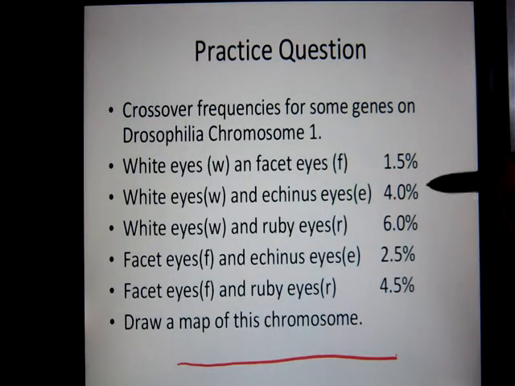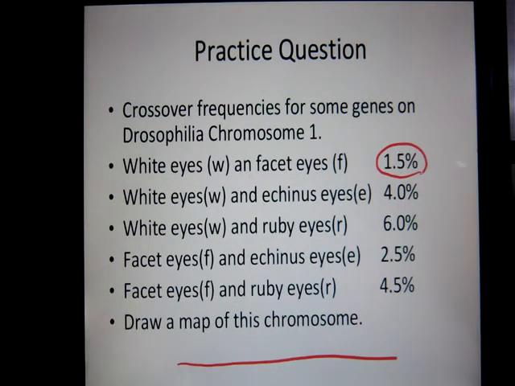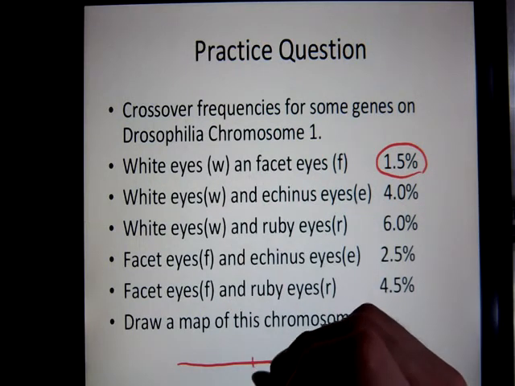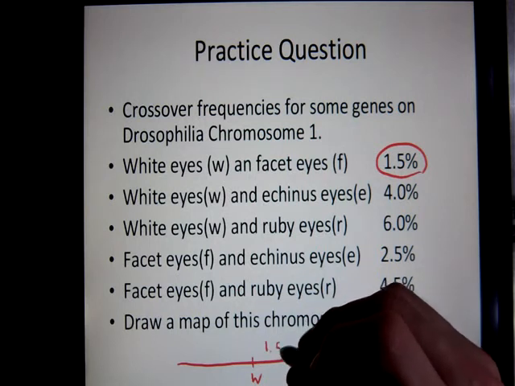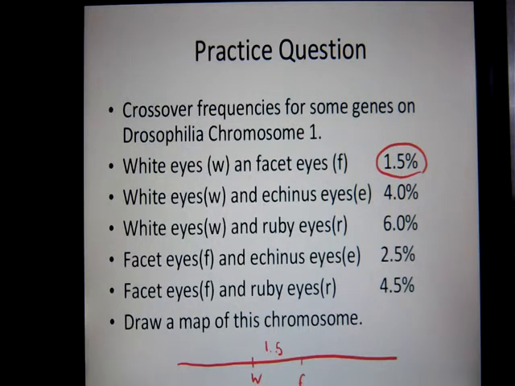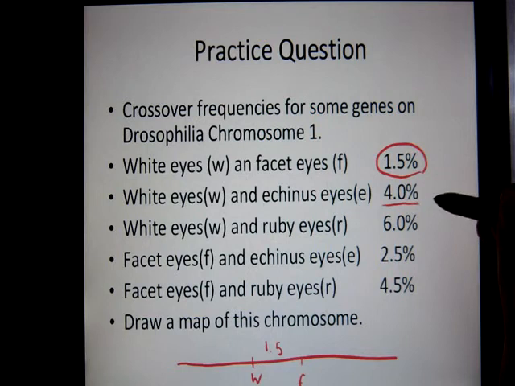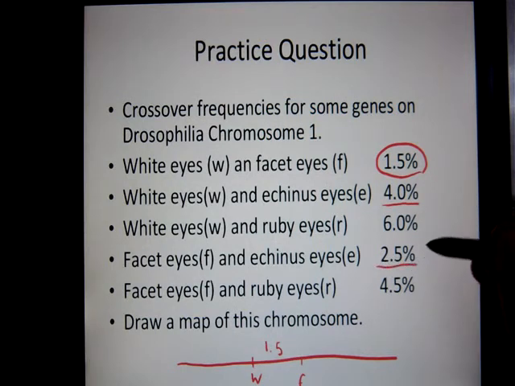So looking at these numbers, I can see the smallest percent crossover, and therefore the smallest number of map units, is 1.5%. And that's genes W and F. So I'm going to put W there, and I'm going to put F there, and I know they are 1.5 map units apart. Okay, so now I'm going to figure out where one of the other genes fits in. I have to do this step by step. So let's figure out where E fits in. Well, it tells me that E and W are 4 map units apart. And how far from E is F? E and F are 2.5 map units apart.